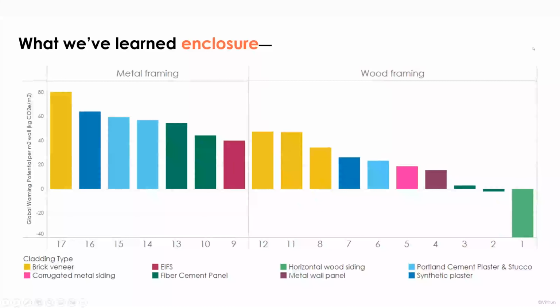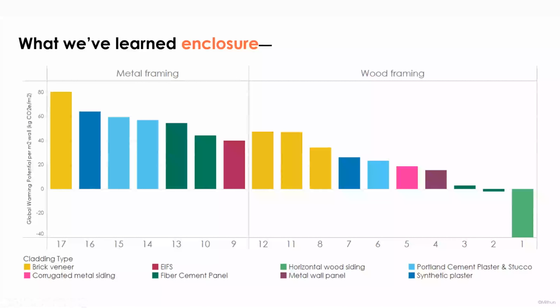So beyond structure, we've also been learning about envelope and enclosure. Looking here just as an example at cladding, we had a little internal Methuen wall embodied carbon competition where all our active projects could submit their primary wall type, and we looked at per square foot or per meter squared of wall, what was our embodied carbon impact.